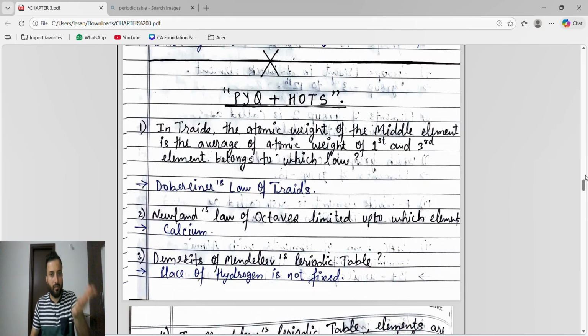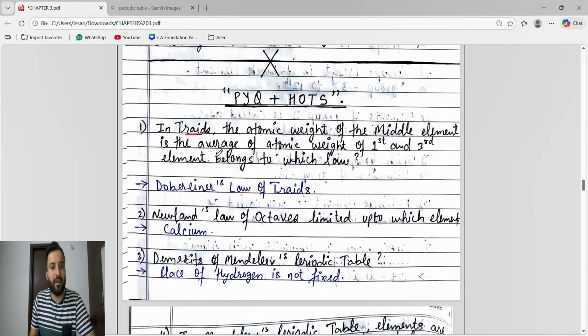There's some basic concept of chemistry and structure of atom. This is nothing, it is done in 26-27 minutes. So again the PYQs and hot questions will get over in another 30 minutes. So in 1 hour this whole chapter will get over. That's why I didn't make 2 parts for this chapter. Okay, let's start. PYQs plus hot questions, guys.